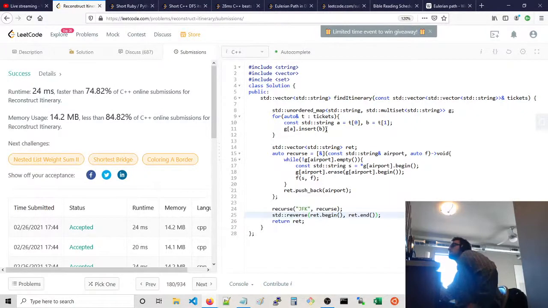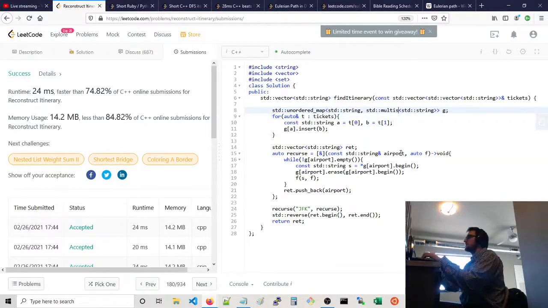What we can do possibly is, instead of using a multiset, we can actually sort it backwards. The graph, and then we could pop back instead of erasing. Might be a little bit faster. I don't know, we could try that. Let's see what happens here.